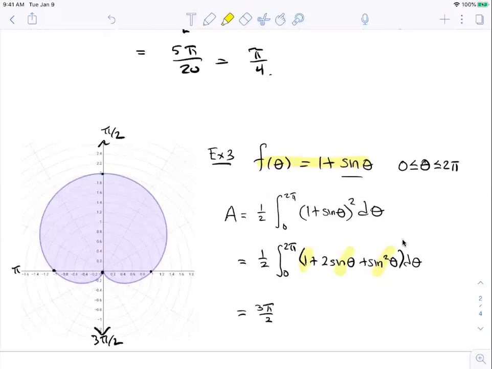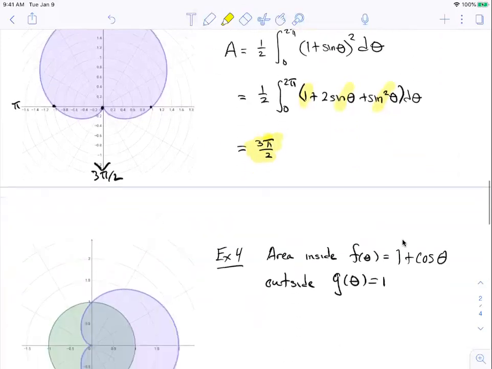So here, you can check me. Sometimes I work too quickly and make mistakes, but I'm going to claim that that integral evaluates to 3 pi over 2. All right, so maybe one of you will carry out that integration and write me an email or send me a message on Canvas, or just tell me on Zoom whether or not you got the same answer.